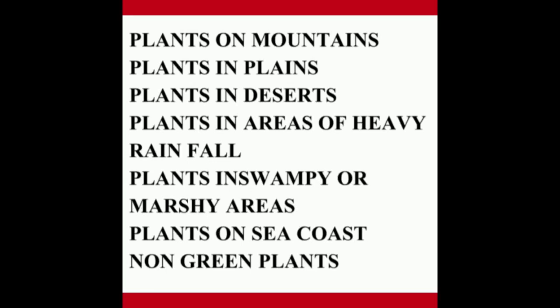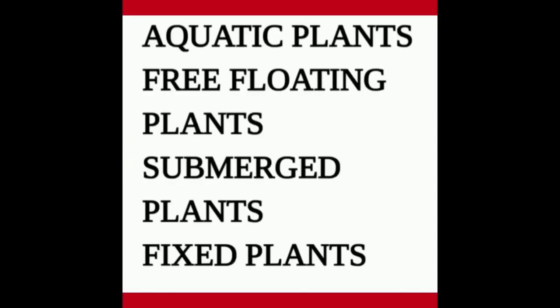5. Plants in marshy land. 6. Plants on sea coast. 7. Non-green plants. And the aquatic plants have 3 groups. 1. Free-floating plants. 2. Submerged or underwater plants. 3. Fixed plants. And beside this, we learned about insectivorous plants and useful plants.